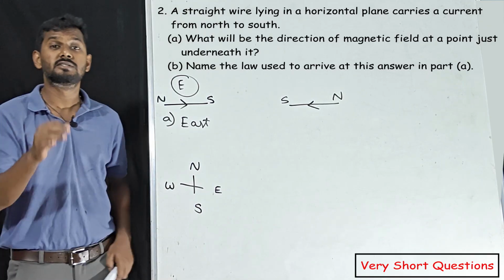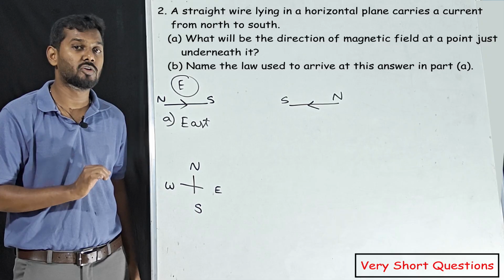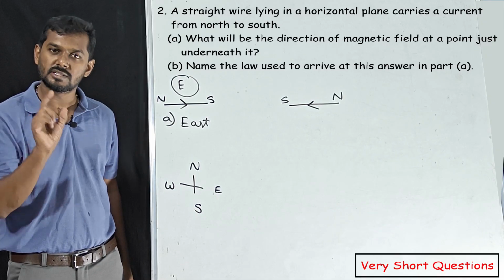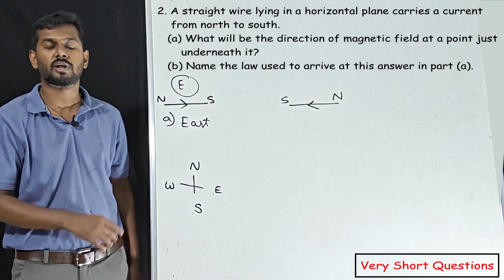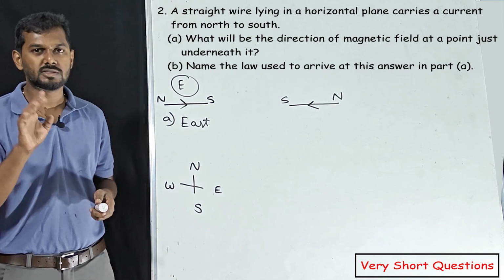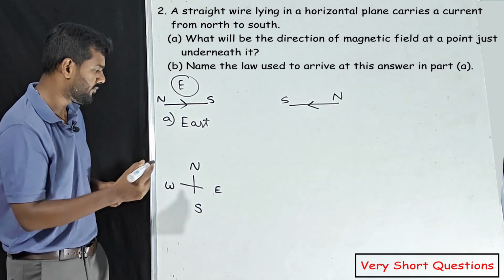These are the simple techniques which we are going to use to find the direction of magnetic field. The answer was just east only. Finding the method is very much important. This is what we have learnt in the concept video. There is one more sub question.